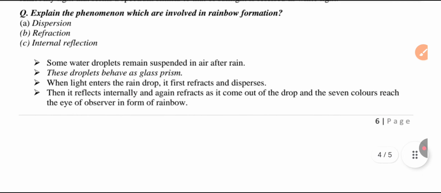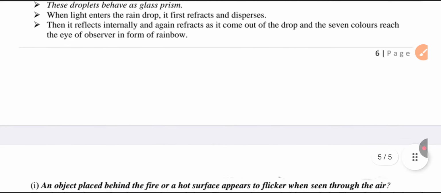Explain the phenomena involved in rainbow formation: dispersion, refraction, internal reflection. Some water droplets remain suspended in the air after rain. These droplets behave as glass prisms. When light enters the raindrop, it first refracts and disperses, then it reflects internally and again refracts as it comes out of the drop, and 7 colors reach the eye of the observer in the form of a rainbow.